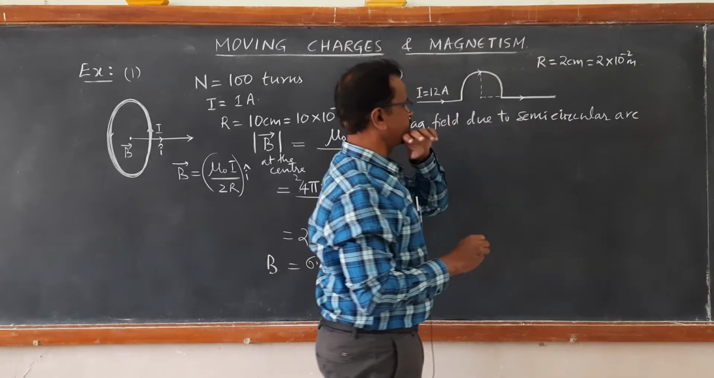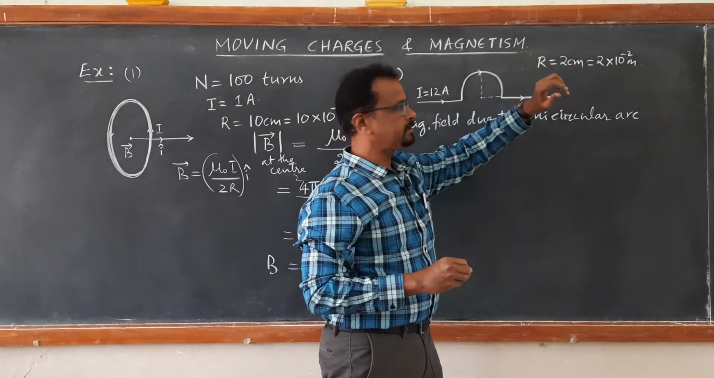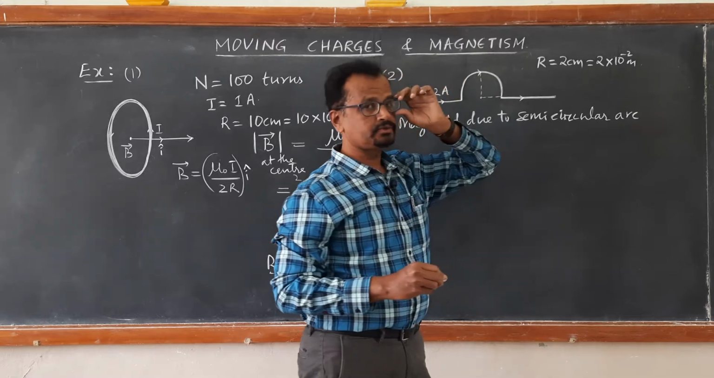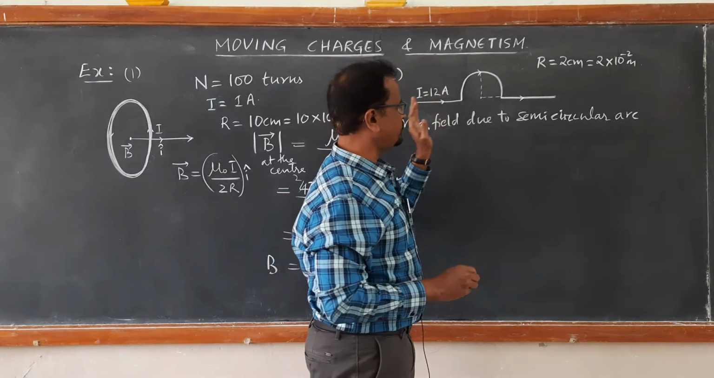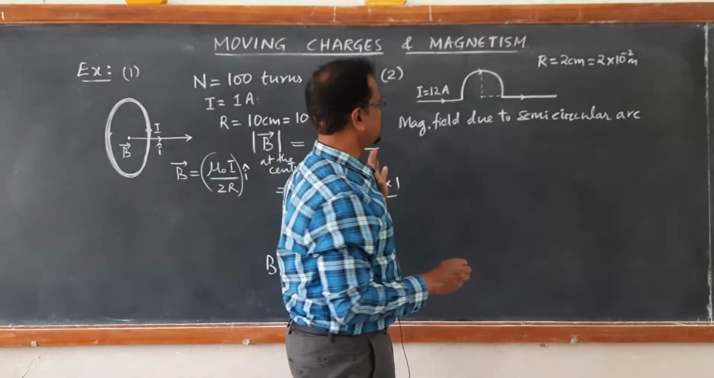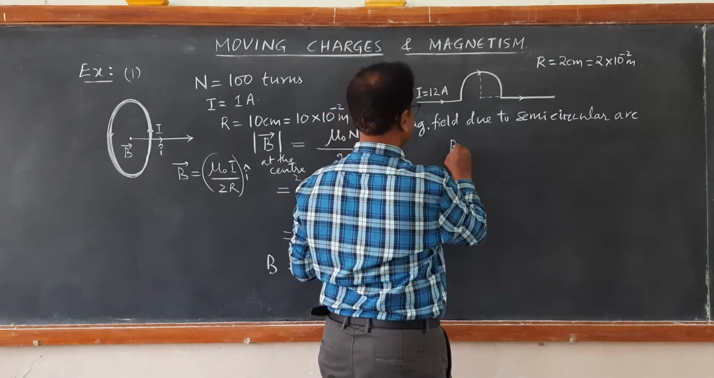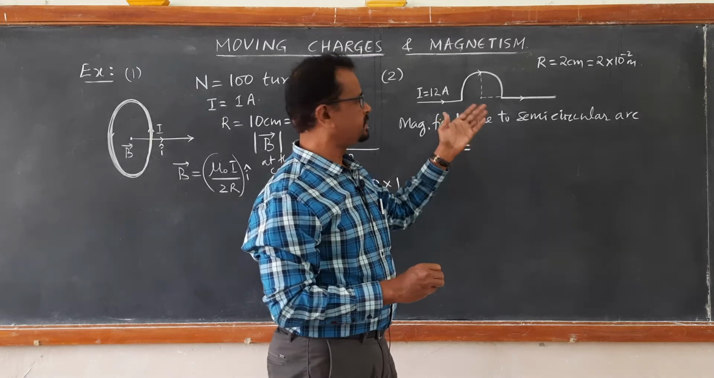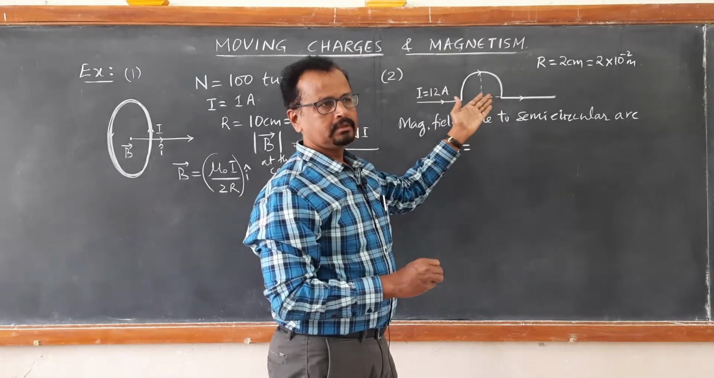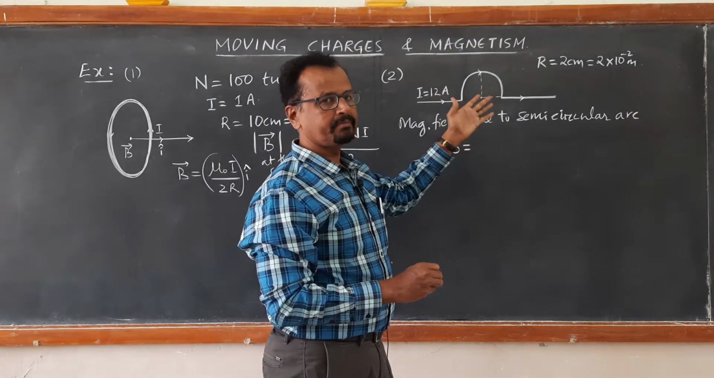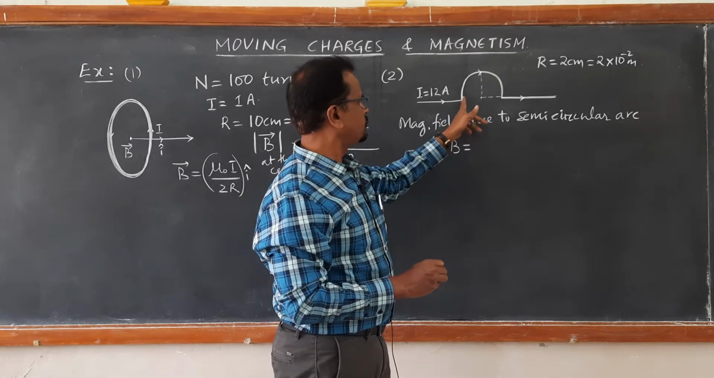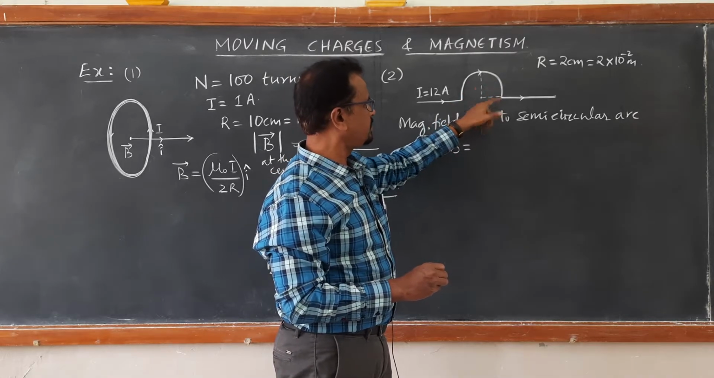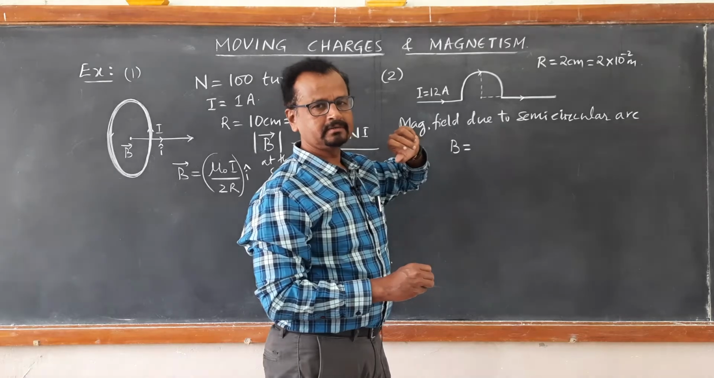The radius of this semicircular arc is given as 2 centimeter, that is 2 into 10 to the power of minus 2 meter, and the current value is given as 12 amperes. So directly we can write B equal to, since it is not a complete circular loop, it is a half loop, a semicircular arc. Therefore, the magnetic field will be due to only the elements which are there in this semicircular arc.